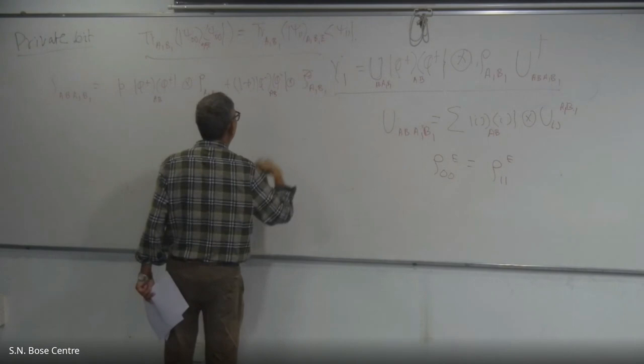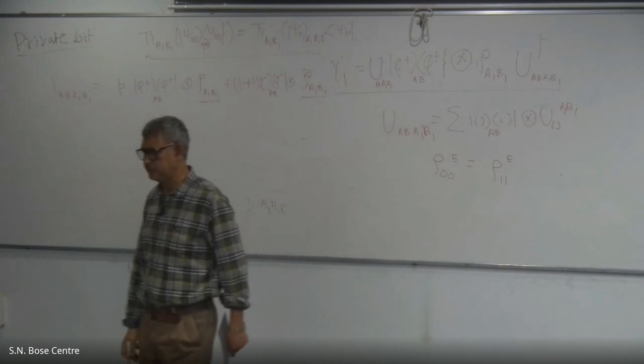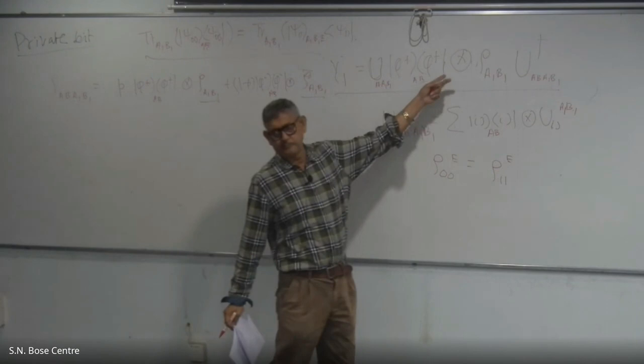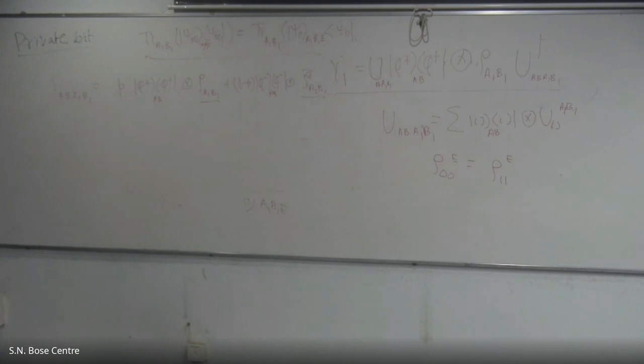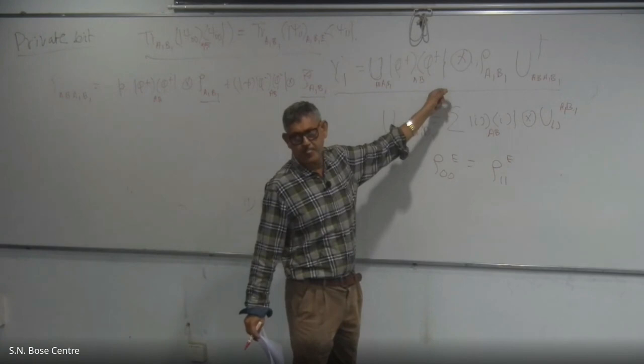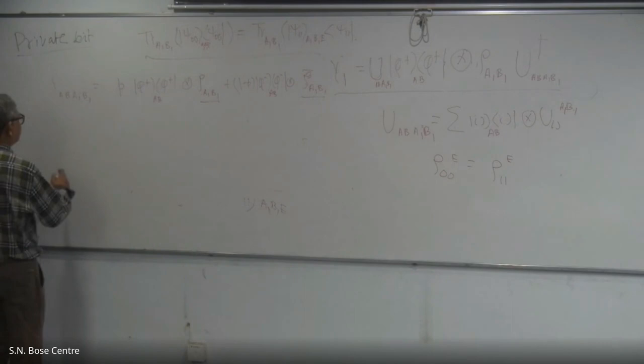The only condition is that these two are orthogonal. Now this is your task: this state has this form. You prove that for this state, if ρ A1 B1 and ρ-bar A1 B1 are orthogonal, then this state has this form. I'm not going to do that, but I'll be doing something very simple. I consider a very simple state.